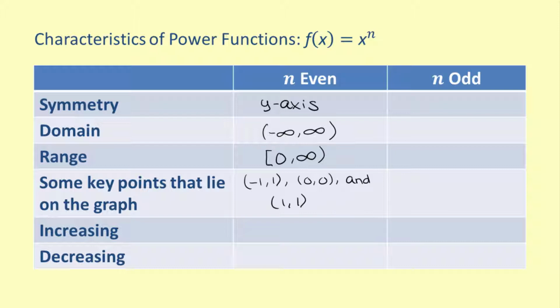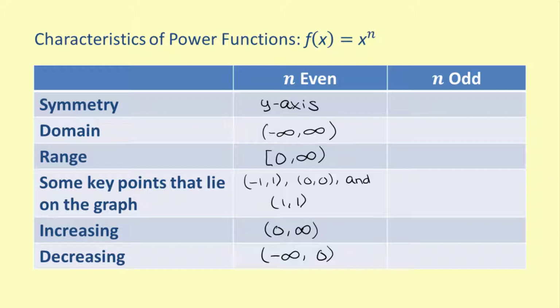These points will always be on the graph of x to the n when n is even, because, as we said, when we raise negative 1 or 1 to any even power, the result is 1. Similarly, 0 raised to any power will always be 0. The graph of this function looks kind of like the letter u. So the function falls from negative infinity to 0 and then rises from 0 to infinity. This means the function is increasing from 0 to infinity and is decreasing from negative infinity to 0.